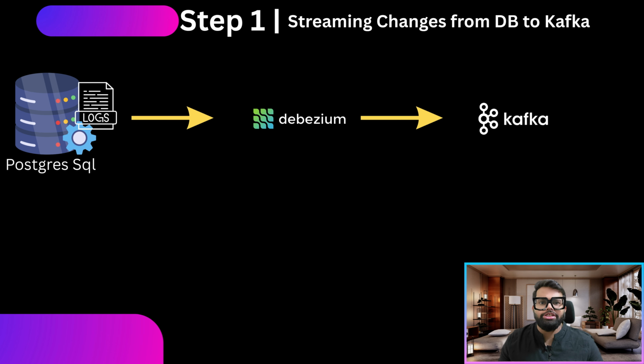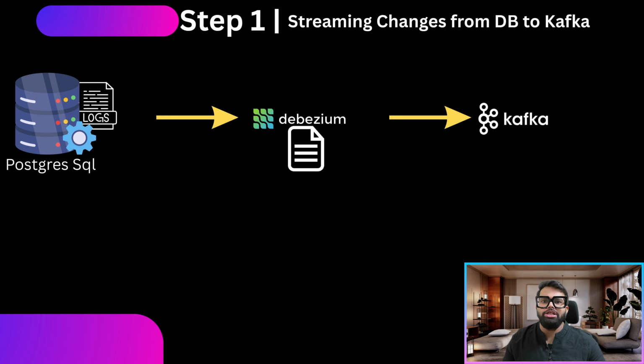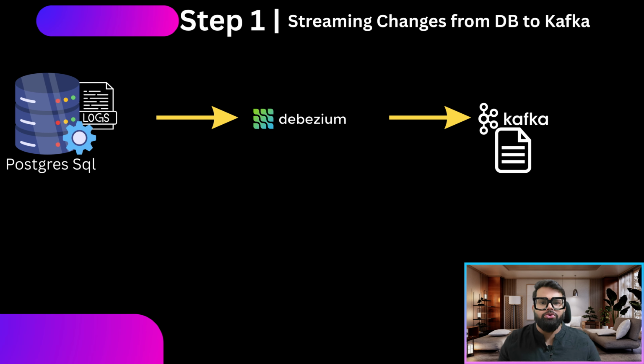Alright, let's begin with step 1: streaming changes from the source database into Kafka. We start by capturing real-time changes from our source database, in this case PostgreSQL. To do that, we use a CDC tool like Debezium or Airbyte with Kafka support. Debezium listens to the changes, inserts, updates or deletes, and converts them into a stream of events. These changes are then published to Kafka topics using a Kafka producer.